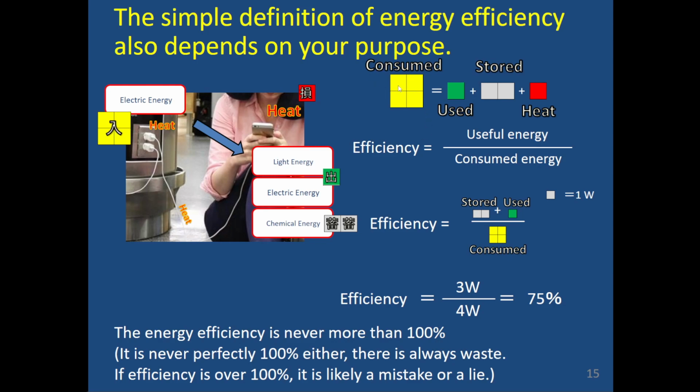So the consumed energy is 1, 2, 3, 4. The used energy is 1. The stored energy is 2. And the waste heat energy is 1. 1, 2, 3, 4 is balanced, and that's conservation of energy.